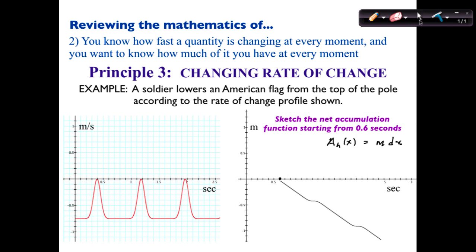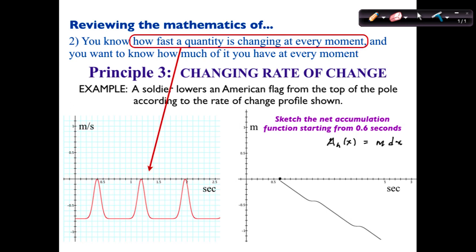So we come to a more realistic situation, and things suddenly get more complicated and harder. So this is how fast the quantity is changing every moment. That's our changing rate of change. And this is how much of it we have at every moment, or it's closely related to how much we have. It's tracking amount of change, right?